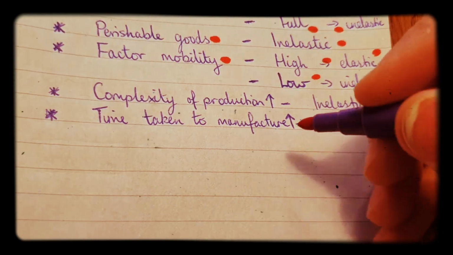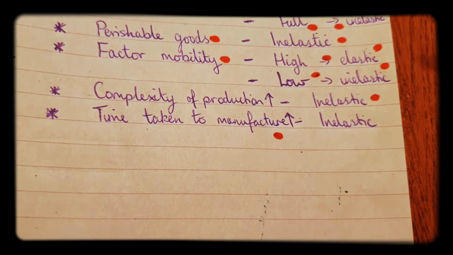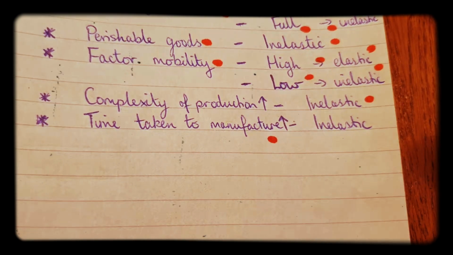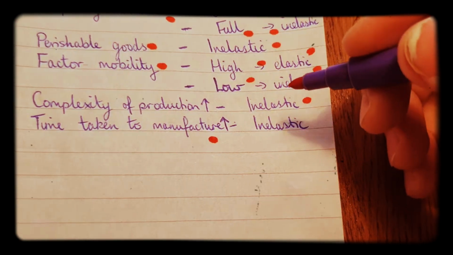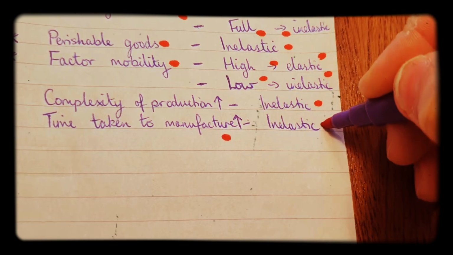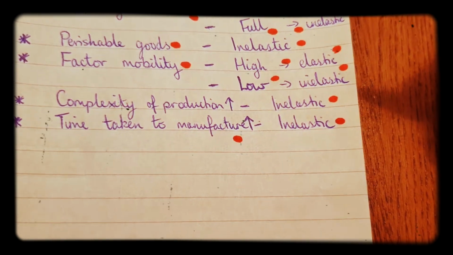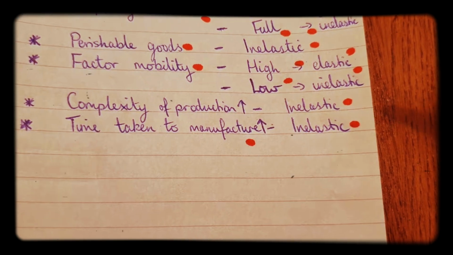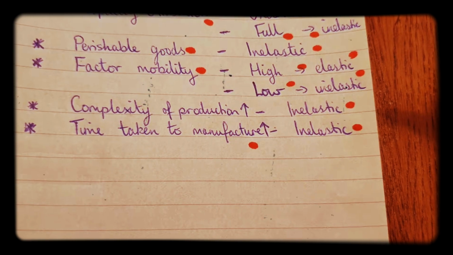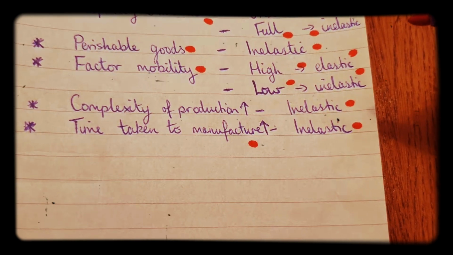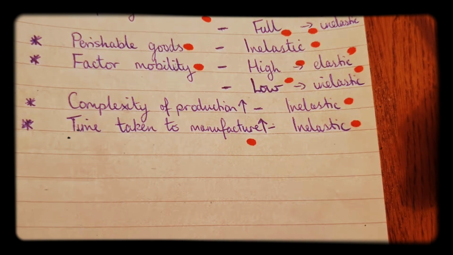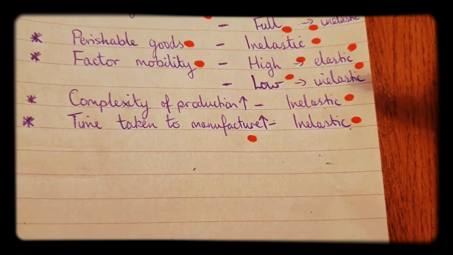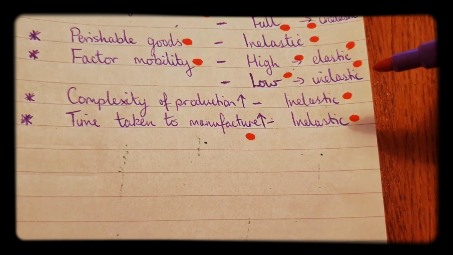The other thing is the time taken to manufacture the good. If it takes a very long time to manufacture a good that a firm is trying to sell, the supply is going to be inelastic. So this would be the case of, let's say, a very large project like building a road. That's going to take a very long amount of time to produce, so the supply of that is going to be inelastic. Or let's say, for example, new housing. It takes a very long time to build houses, so again, the supply of houses is going to be inelastic.